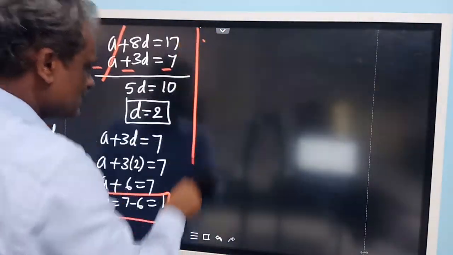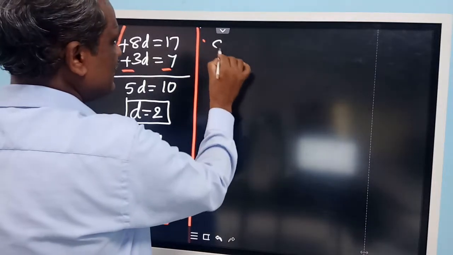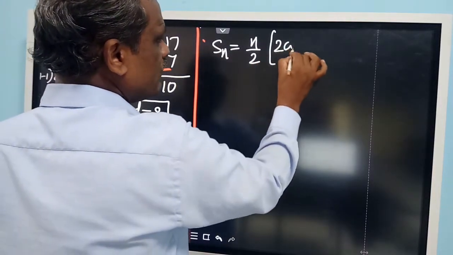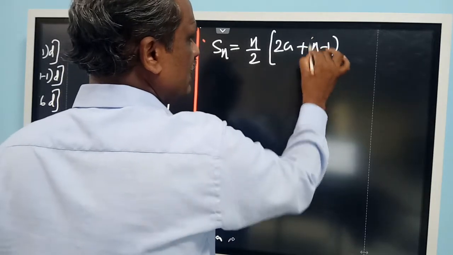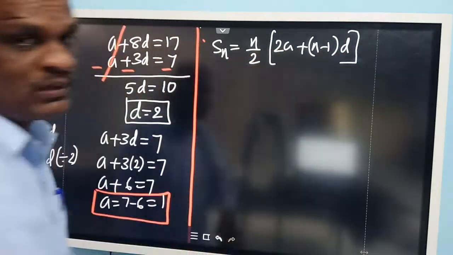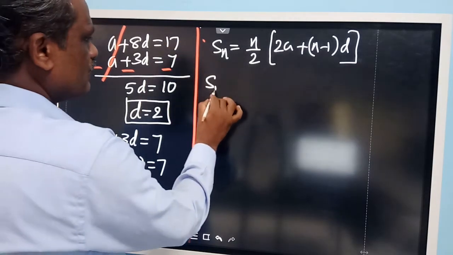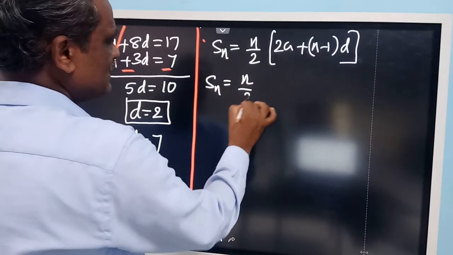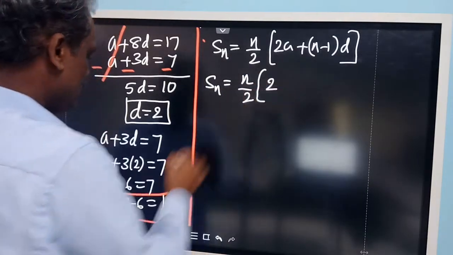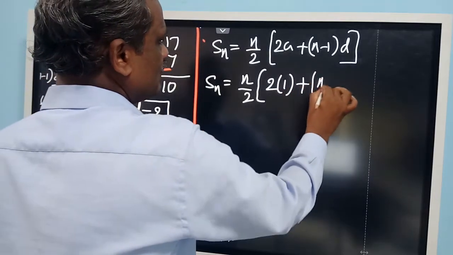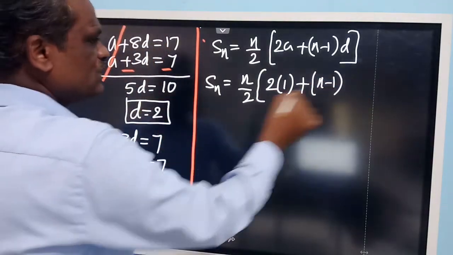So write the formula. Sum of n terms, Sn is equal to n by 2 into 2a plus n minus 1 into d. This is the formula to find the sum of the first n terms. Substitute the values which we know now. Sn is equal to n by 2, write 2 into a value, which is 1, plus n minus 1 into d value, which is 2.